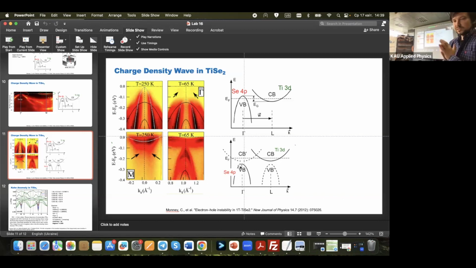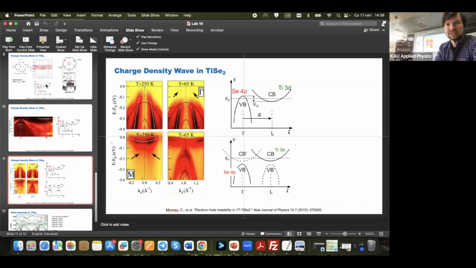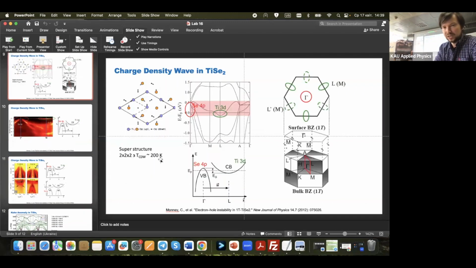The mechanism of why this gap opens is under discussion. It can be many-particle interactions, excitons, and so on. Under this 200 Kelvin temperature, it goes down. So this charge density wave structure occurs.